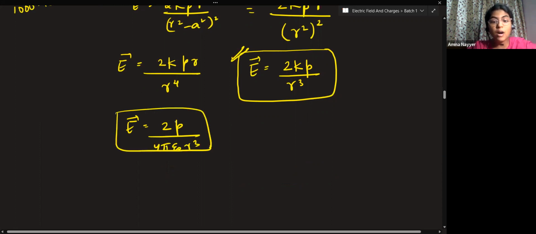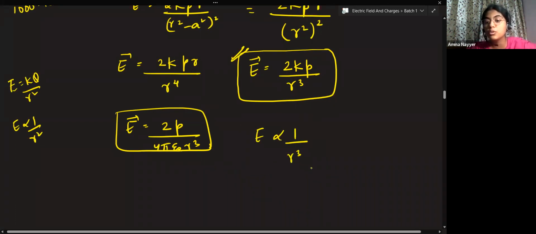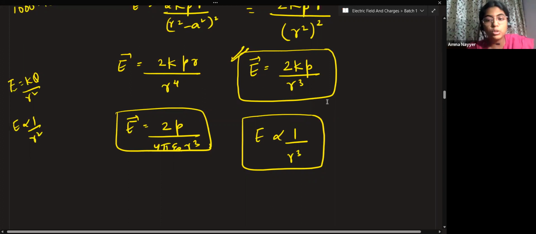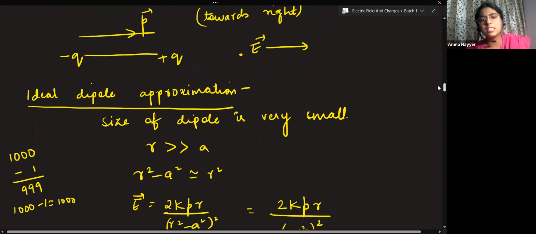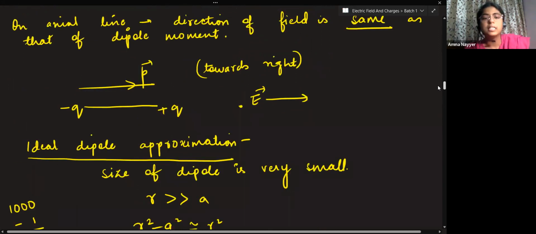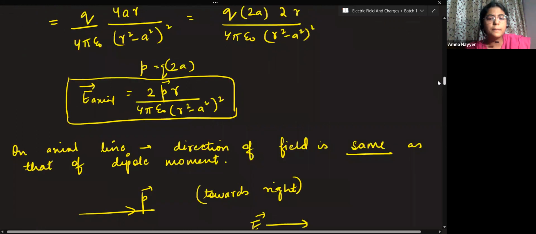So see how the electric field is now varying. Initially, electric field was given by kq by R square. Electric field varied as 1 by R square, inversely proportional to the square of distance. Now observe in this, electric field is inversely proportional to the cube of the separation. Is this clear? This is the ideal dipole approximation, and when you have to use it. Direction will be the same, the way we have seen, for the point on the axial line. Is this section clear?